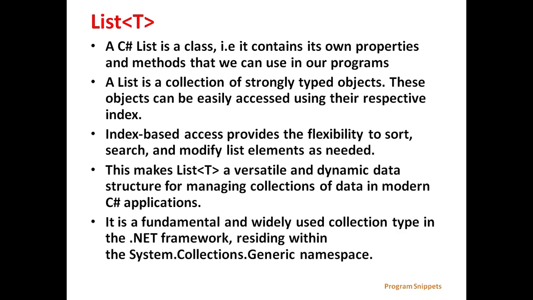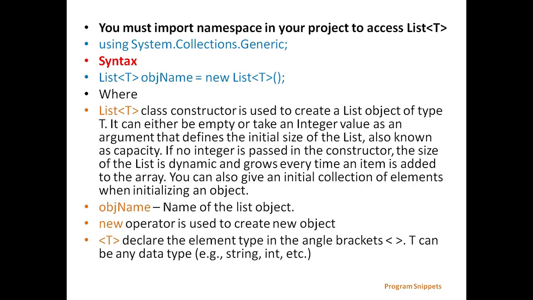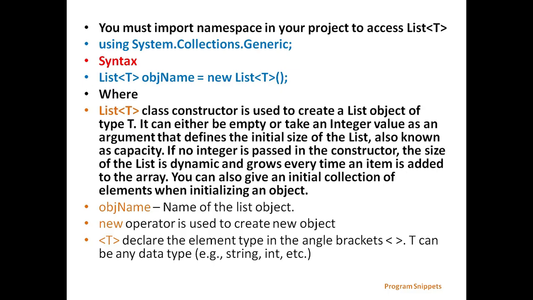It is a fundamental and widely used collection type in .NET framework, which resides within the System.Collections.Generic namespace. Before using list in a program, you must import the namespace System.Collections.Generic in your project. General syntax for defining a list is List<T> objectName = new List<T>(), where the List class constructor is used to create a list object of type T.